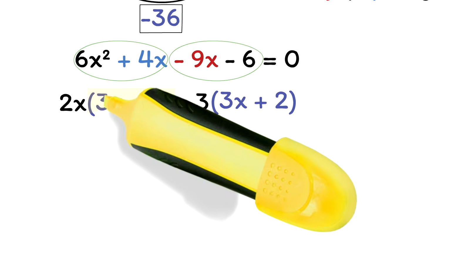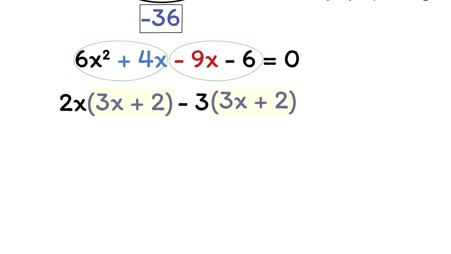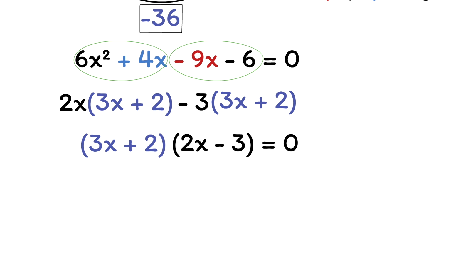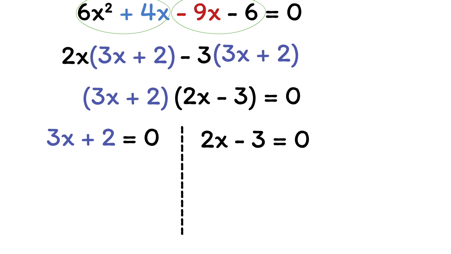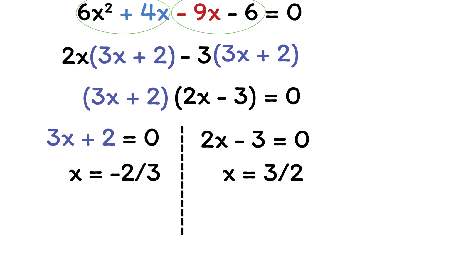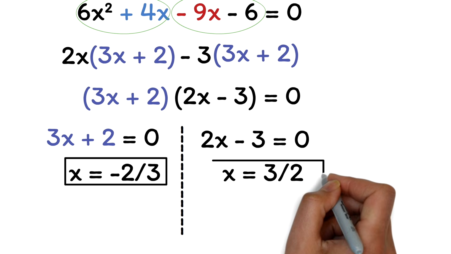Note that what is in the parenthesis will always be the same for both groups. If you get different values, you're doing something wrong. Now bring what is in the parenthesis, 3x plus 2, times what is outside. That's 2x minus 3 equals 0. Next, we set each factor equal to 0 and solve for x. For 3x plus 2 equals 0, we solve for x to get x equals negative 2 over 3. For 2x minus 3 equals 0, we solve for x to get 3 over 2. Therefore, our final answers are x equals negative 2 over 3 or x equals 3 over 2.